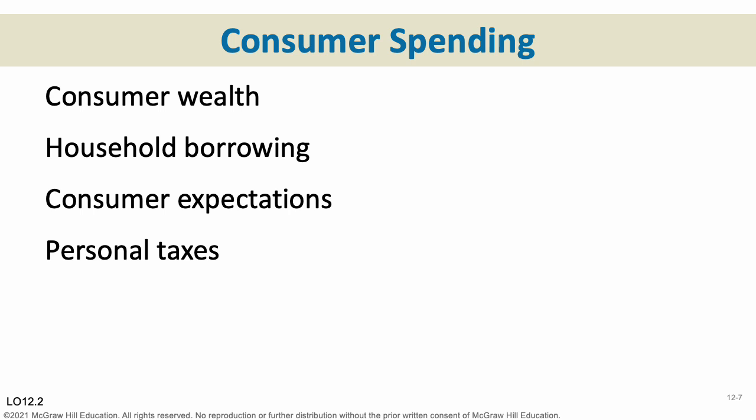Consumer expectations is a big one. If you think the economy is going to do very poorly very soon, you're probably going to cut your spending right away. Vice versa, if you think it's going to do well. And taxes, if taxes go down, spending goes up. If taxes go up, spending goes down. Pretty straightforward.